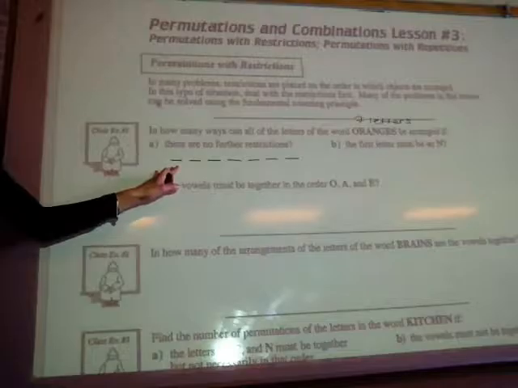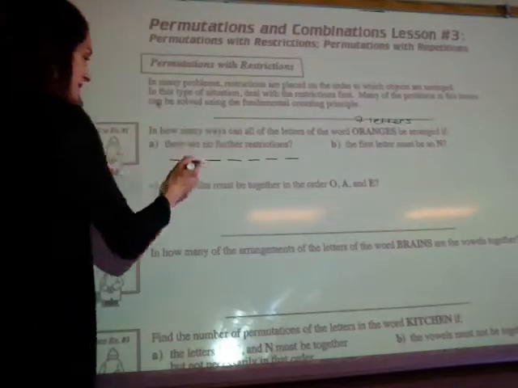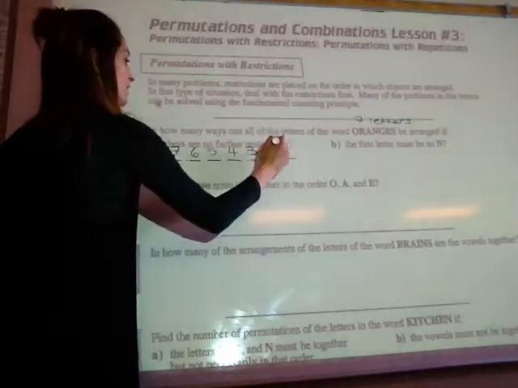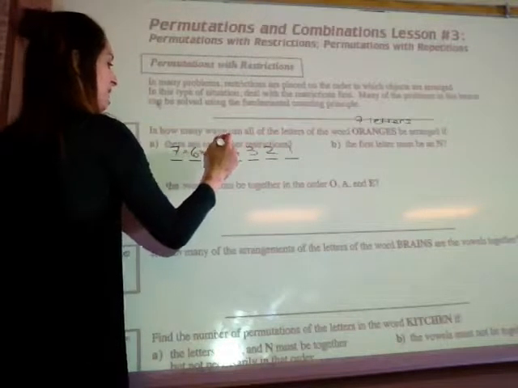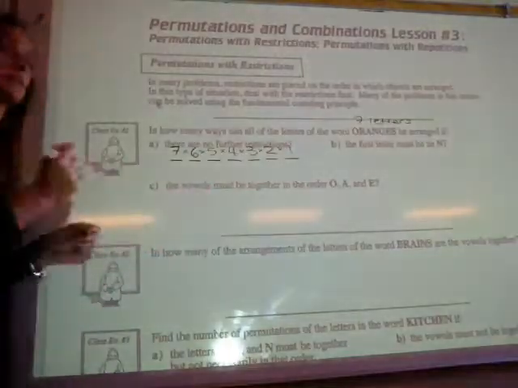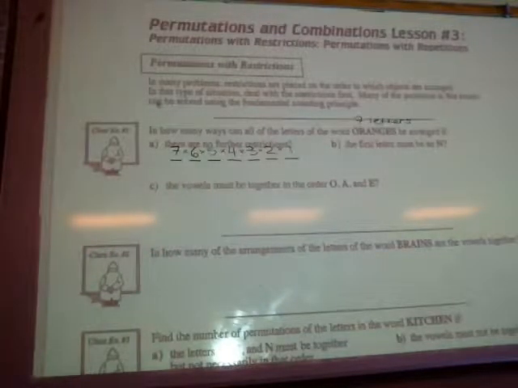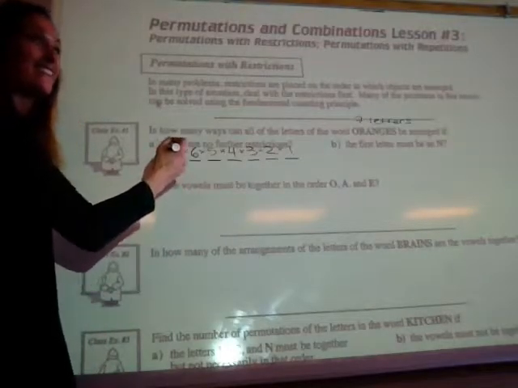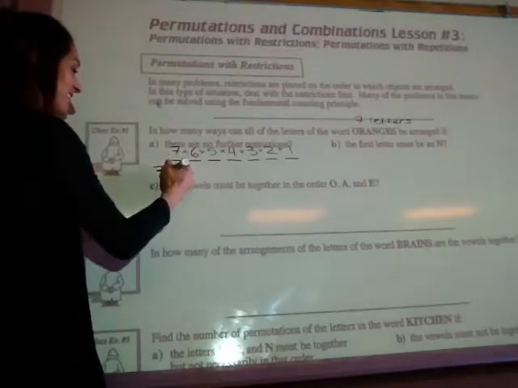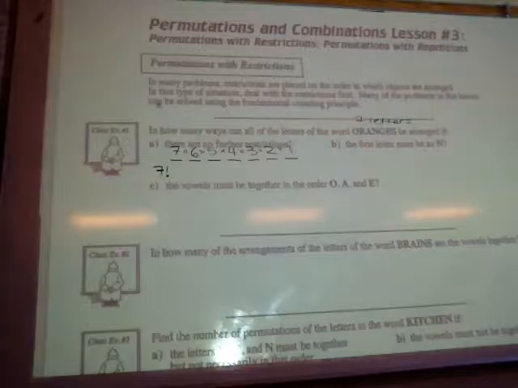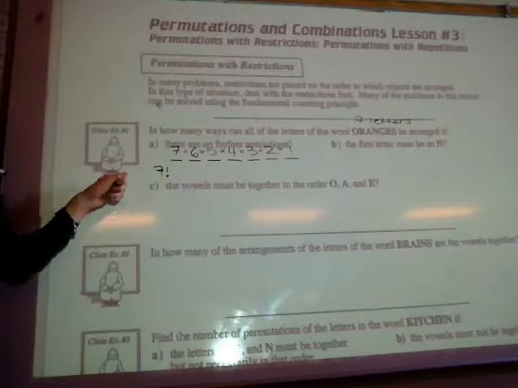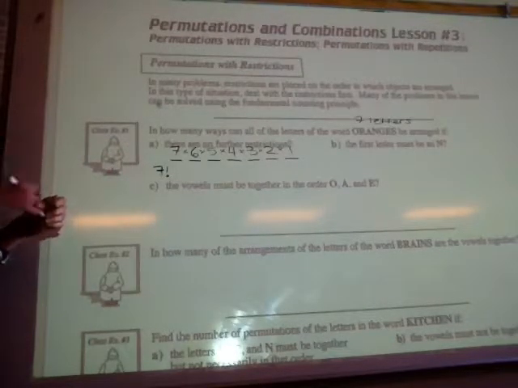For the first letter, how many choices do we have? 7. And then 6, 5, 4, 3, 2, 1. Rather than writing this out, how could I express 7 times 6 times 5 times 4 times 3 and so on? 7 factorial. So we have 7 elements and we're taking 7 at one time, so it equals n factorial, 7 factorial.